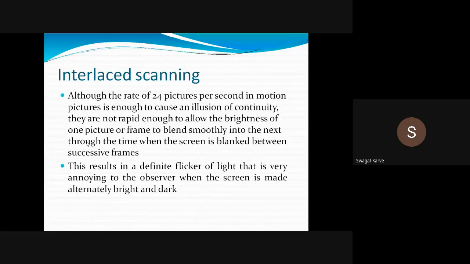Now, this interlaced scanning that we will cover in the next lecture. Okay. Today we will stop here. If you have any doubt, you can ask me right now. So probably within the next lecture we will finish this unit number 6 also, and then we will start with unit number 7. If you have any doubt, you can ask me right now regarding this unit number 6. Otherwise, we will stop here.